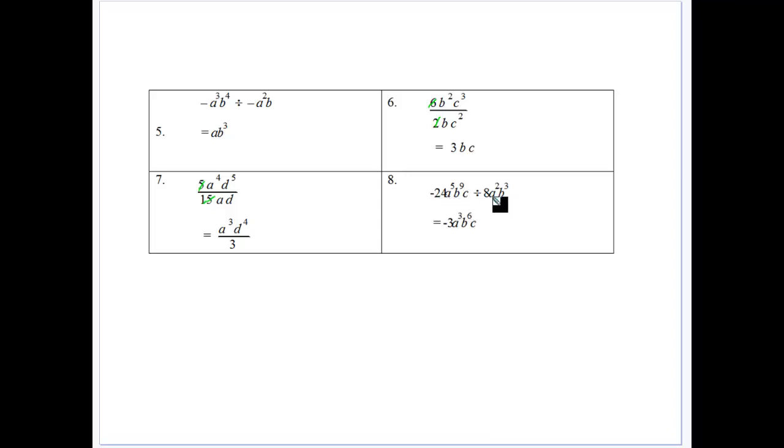Minus 24 divided by 8 is minus 3. And then the a to the 5 minus the 2, because we're dividing. 9 minus the 3 gives us 6. c's got nothing to cancel with, so it just leaves it as c there.